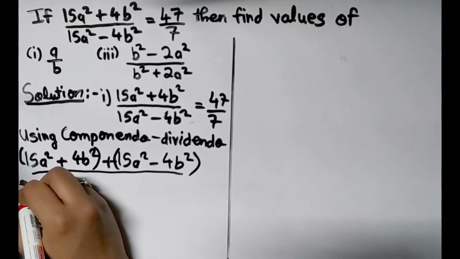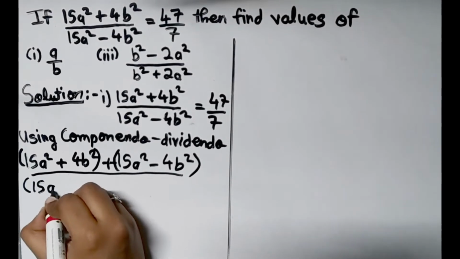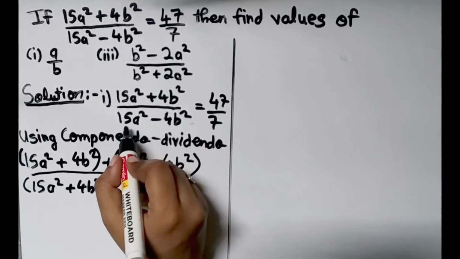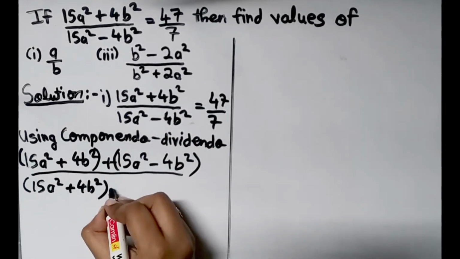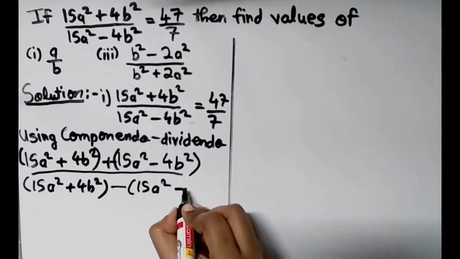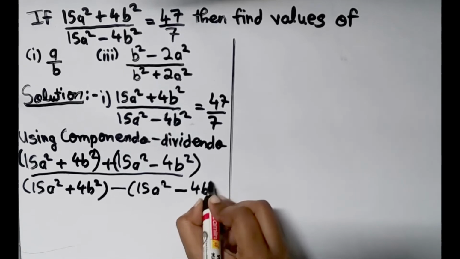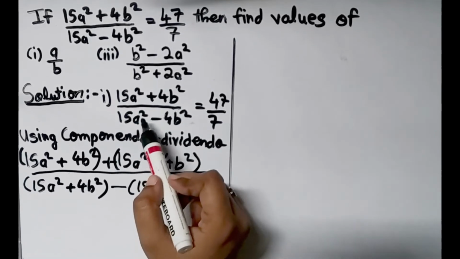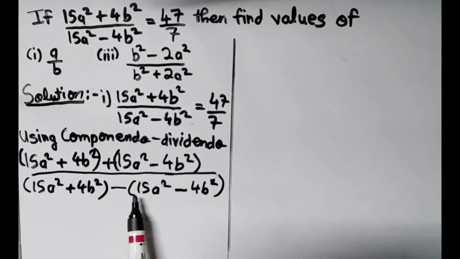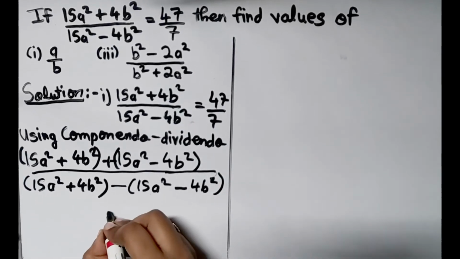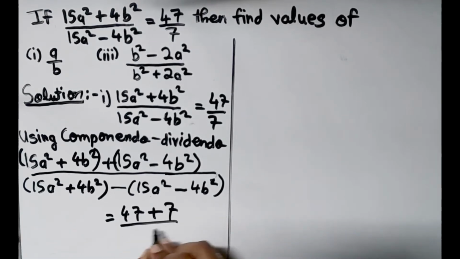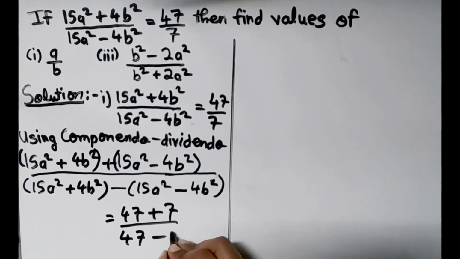So upon 15a square plus 4b square, numerator minus this denominator, minus 15a square minus 4b square. So a plus b upon a minus b. That is, we have applied componendo dividendo here. And the right hand side will become equal to 47 plus 7 upon 47 minus 7.